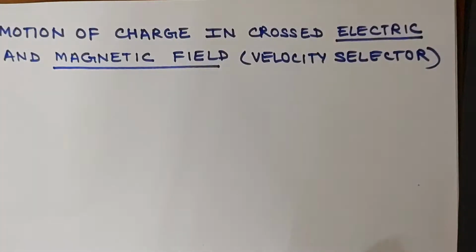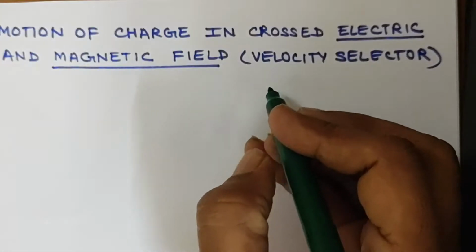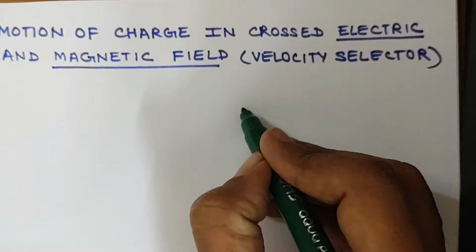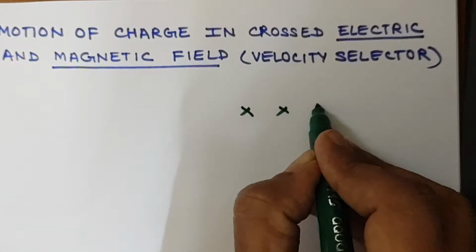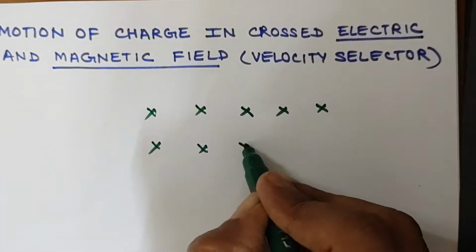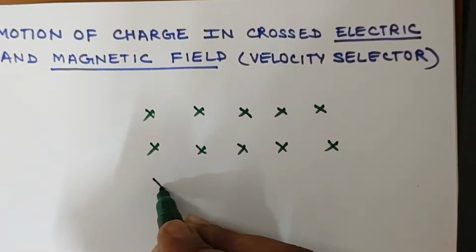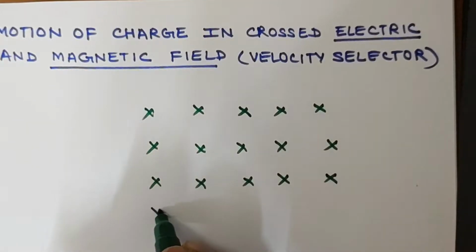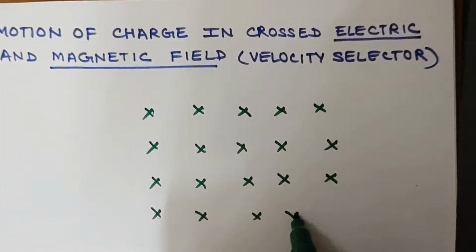So, motion of charge in crossed electric and magnetic field. First, what is the meaning of crossed? Crossed means perpendicular. Electric field and magnetic field both are perpendicular to each other. So, this is the uniform magnetic field. Okay, that means the cross we are making here means the direction of magnetic field is inward.